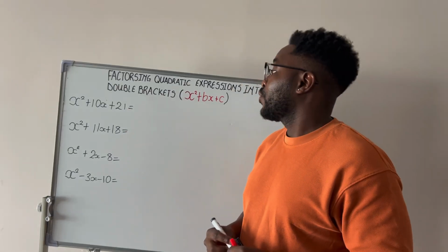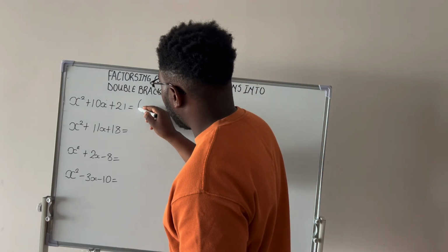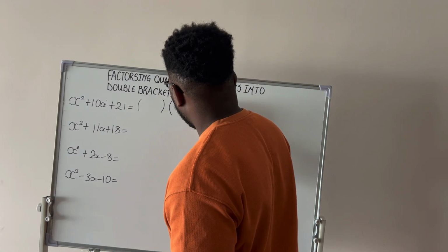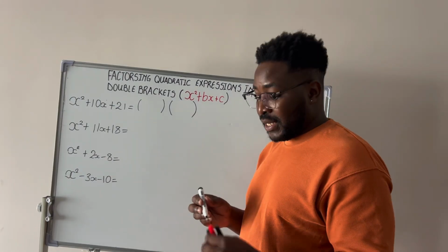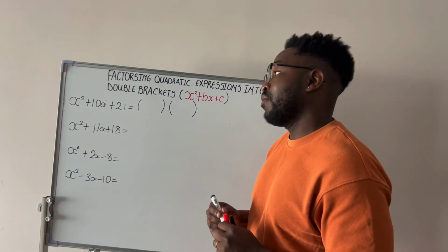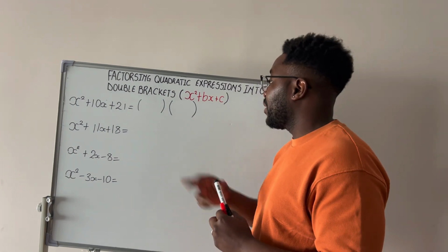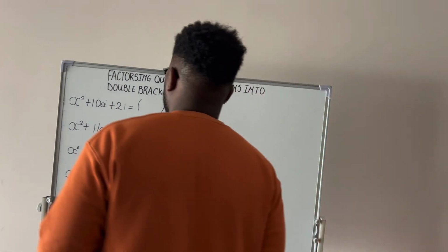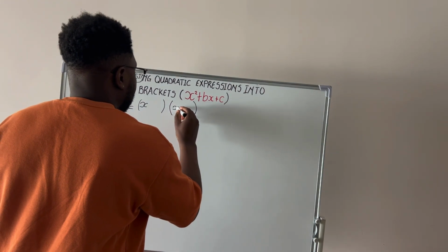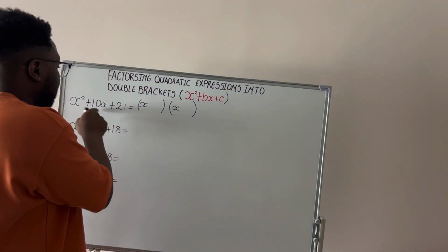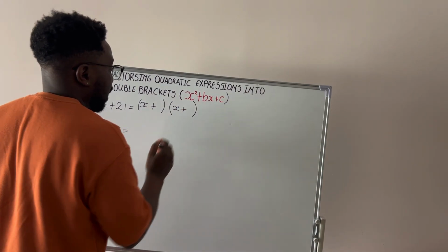expression over there. So we already know it's going to be double brackets. So we write our double brackets over there. And we know we have x squared over there, which has a leading coefficient of 1. So I do know that each bracket will contain x. So let me write my x in there, x in there, right? Positive, positive.